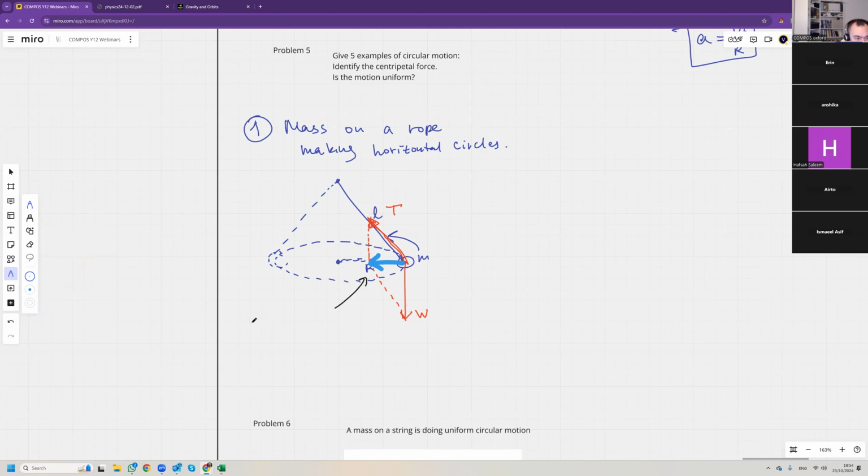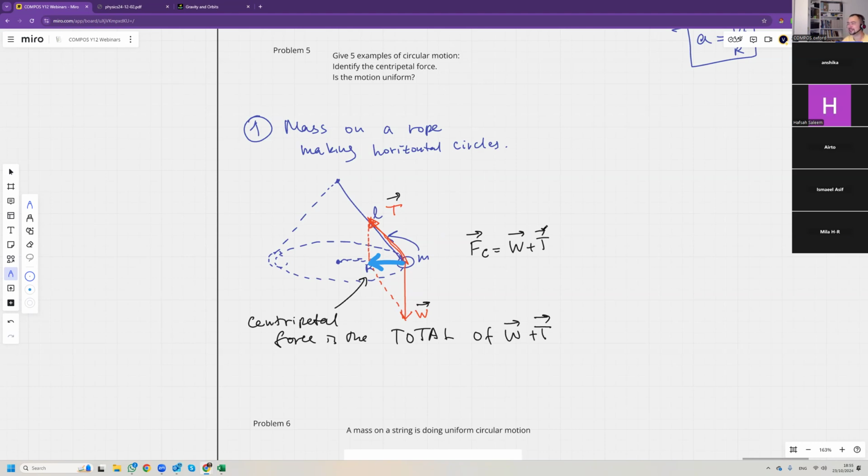So the centripetal force is the total of weight plus tension as vectors, of course. Weight is a vector, tension is a vector. Try to remember, it's going to be tough, but the centripetal force is always the resultant force. It is not something new. It's not a new type of force that you haven't studied before. It's just the resultant of the remaining forces. And that's it.